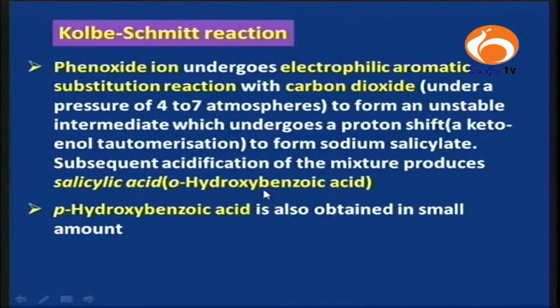Let us see what is a Kolbe-Schmitt reaction. Whenever phenol in the presence of sodium hydroxide is treated with carbon dioxide under a pressure of 4 to 7 atmospheres at a temperature of 125 degrees centigrade, then it will change to an unstable compound, which in turn will undergo keto-enol tautomerism and will form sodium salicylate.